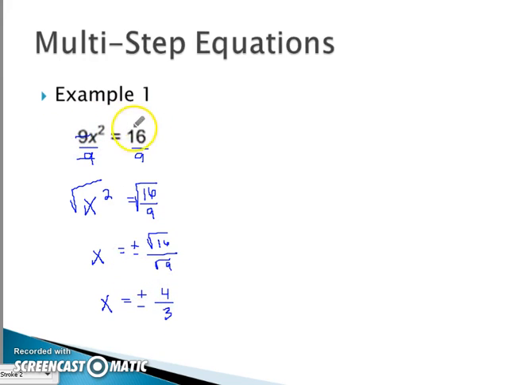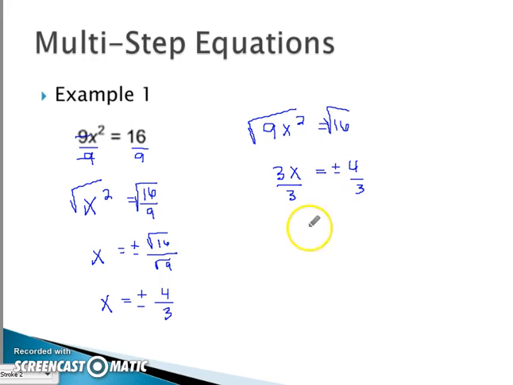And you could have taken the square root initially also. So 9 times x squared equals 16. Since they're both perfect squares, you could take the square root right away, and you'd have 3x equals plus or minus 4. Then dividing by 3, you end up with the same answer: x equals plus or minus 4/3.